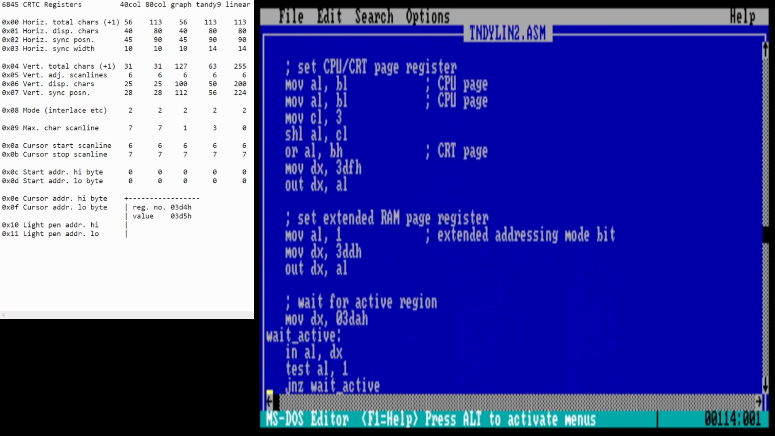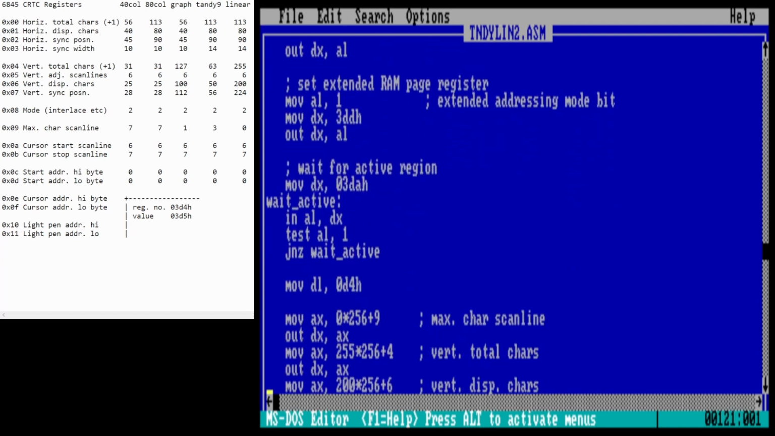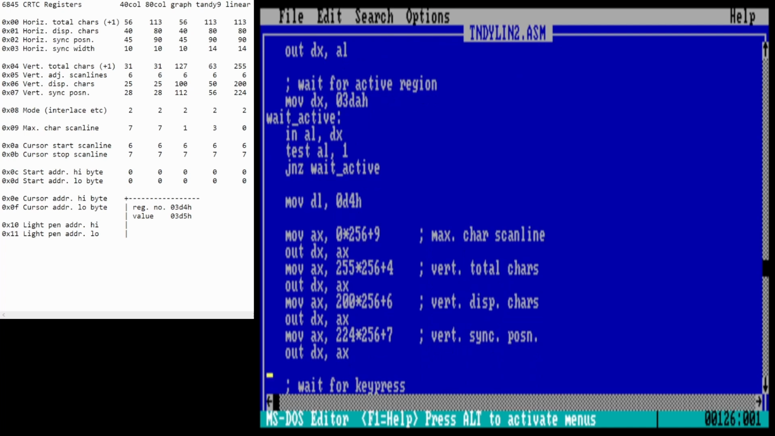And the other thing that we need to do, of course, is to change those CRTC register values to the ones that are in the table on the left for our linearly addressed mode. So first of all, we have to set the maximum character scan line to 0, the vertical total to 255, the vertically displayed value to 200, and the vertical sync position to 224. We don't need to change the vertical adjust because it's already 6 in Tandy Mode 9.